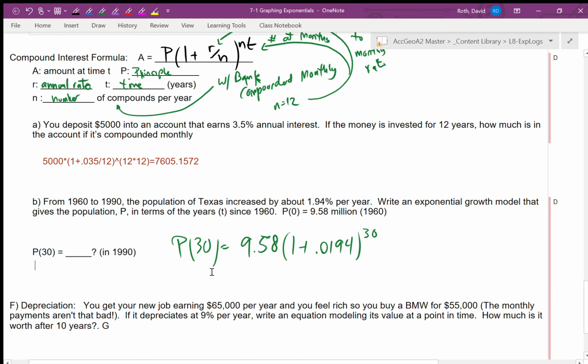What is that? I don't know. Let me try typing it. 9.58 times 1.0194 raised to the 30th. Okay, 17 million. I don't know how accurate that is.